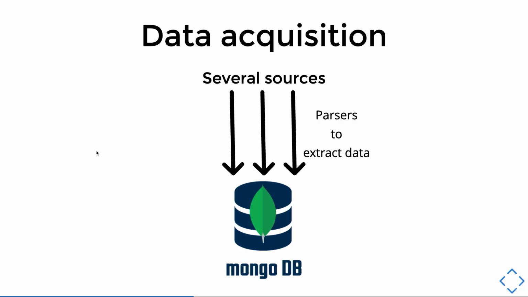So the first step, the data acquisition. We get the data from several sources. We have a lot of different parsers to get the data from these sources and put it in Mongo. Of course, we have to update these parsers a lot because from one source to another, the data is totally differently structured.